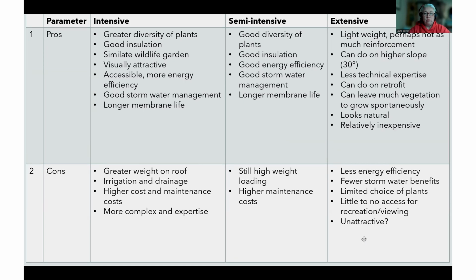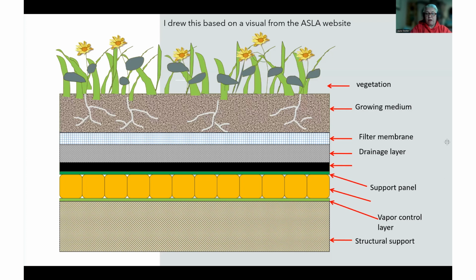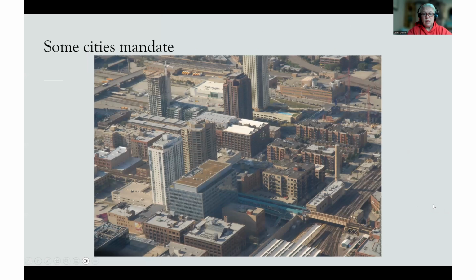So you get better stormwater mitigation, whereas an extensive green roof will be a little bit less efficient when it comes to those activities. I pulled this right out of the American Society for Landscape.